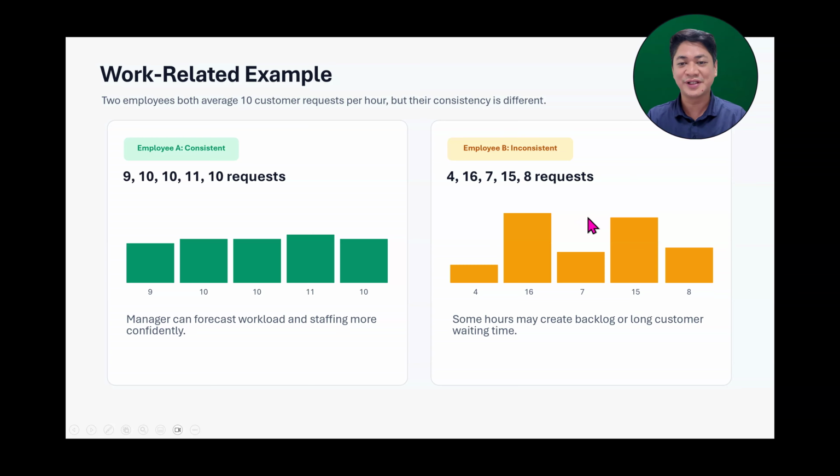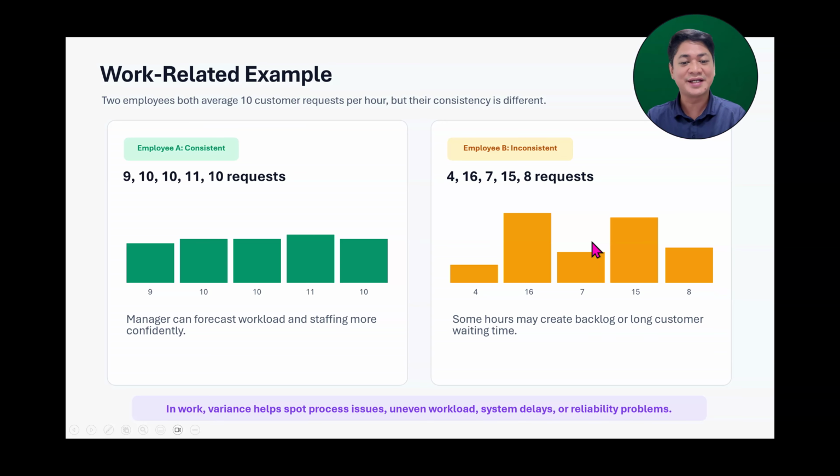So therefore, for this type of distribution of numbers, you may need to assign another person to back up employee B to address requests from the second hour and the fourth hour because they're spiking up. So yes, at the end of the day, they gave the same output, they have the same number of tickets, but the way to address them is not the same. So that is how we address variance.